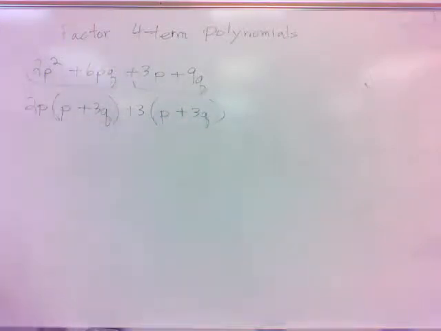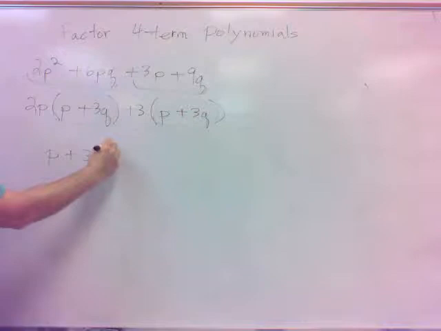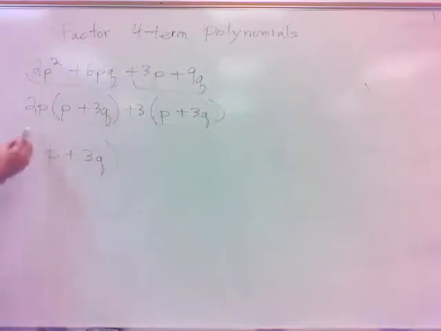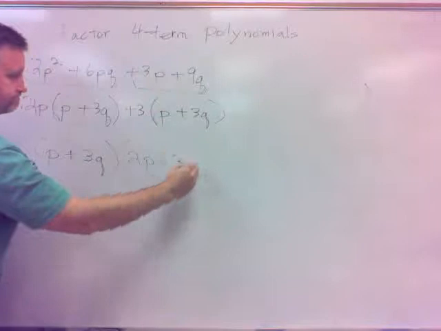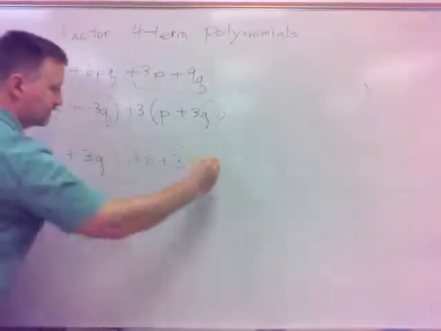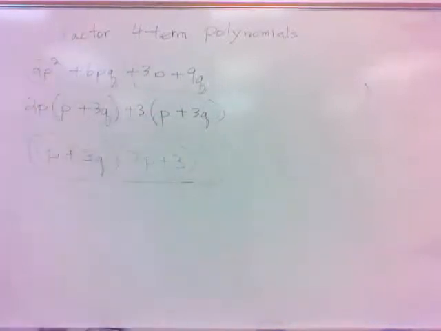They're an exact match, so that's a common factor. So I can factor out a common factor of p plus 3q, and what does that leave me? 2p plus 3. So there you go. All right?